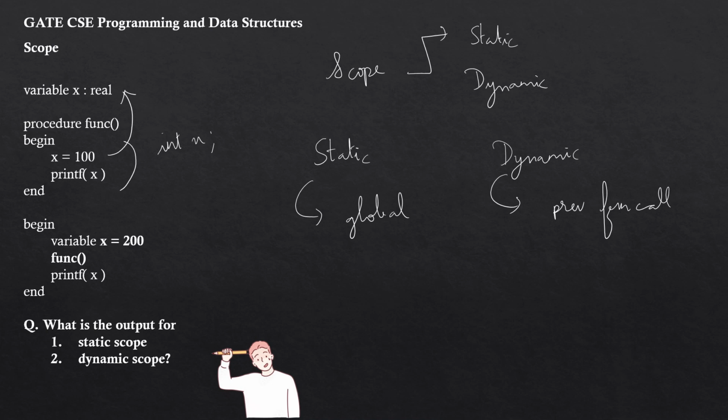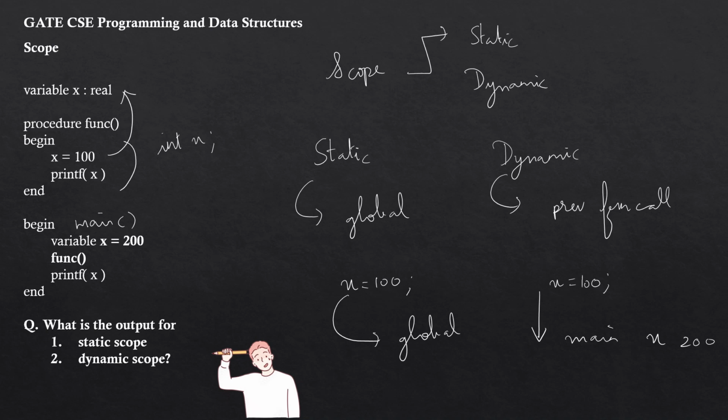In the case of static, suppose the declaration is missing, we'll always be pointing to the global variable. But in the case of dynamic, if the declaration is missing, then it points to the previous function call. Think of this as main. So it will point to the x that was declared in main, the local x, 200. You'll get a better idea when we solve this question.